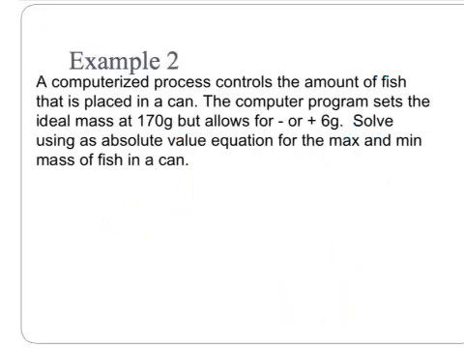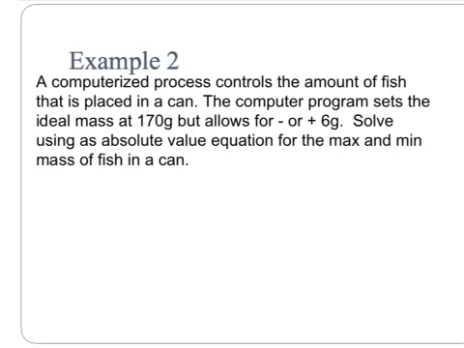Alright, so for this question, we're given a little word problem. We actually have to come up with the absolute value equation first. So the example says, a computerized process controls the amount of fish that is placed in a can. The computer program sets the ideal mass at 170 grams, but allows for plus or minus 6 grams. Solve using an absolute value equation for the max and min mass of fish in a can.